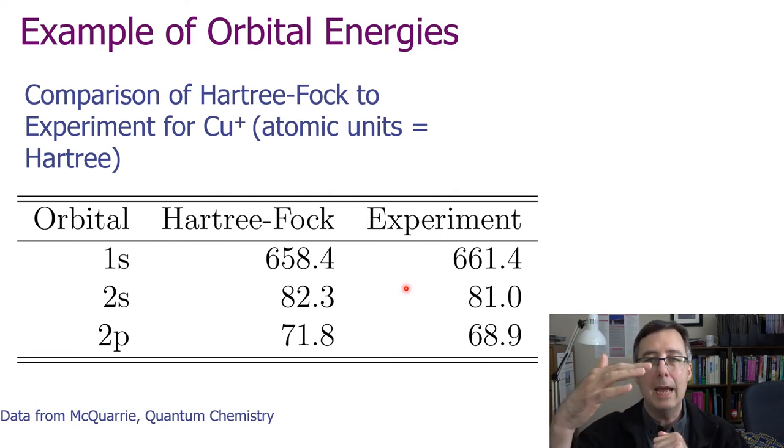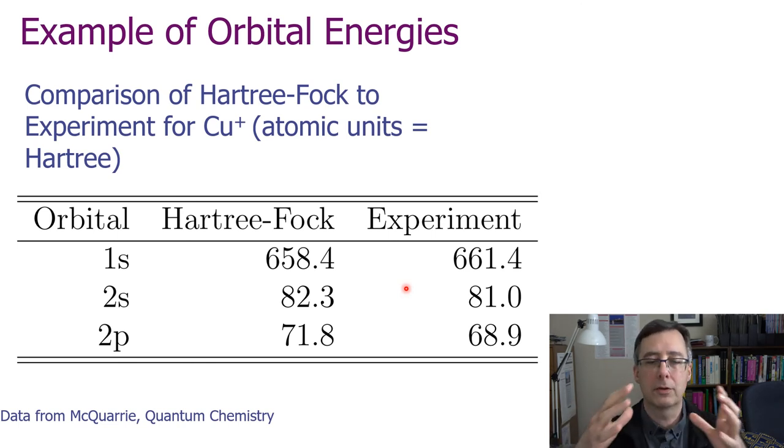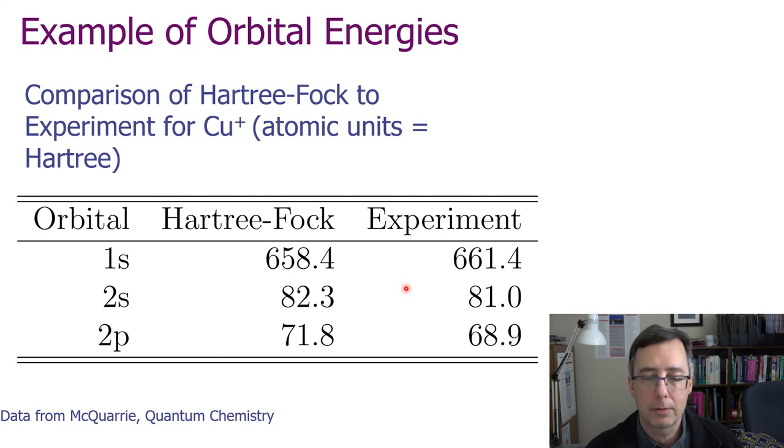And then 2s is not nearly as stabilizing as 1s. So there's a giant gap there. This typically happens in heavier elements. There's a big energy gap between 1s and 2s and so on and so forth. So it's only 82 Hartrees in Hartree-Fock, and then the 2p is at 71. And experimentally, again, you see reasonable agreement, not a perfect agreement. Okay.